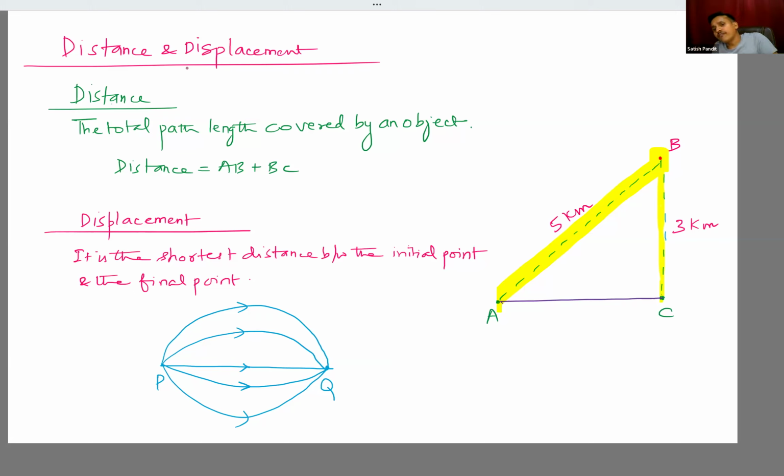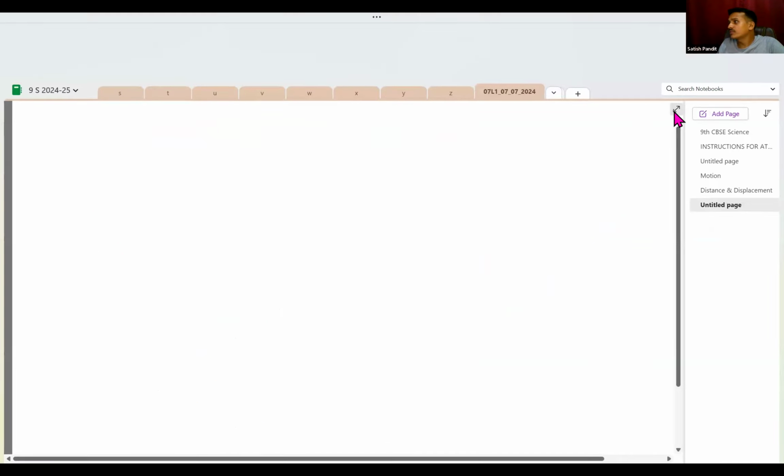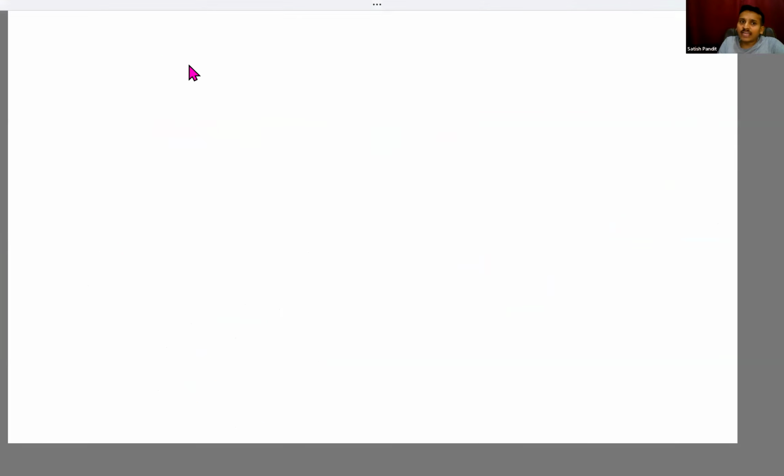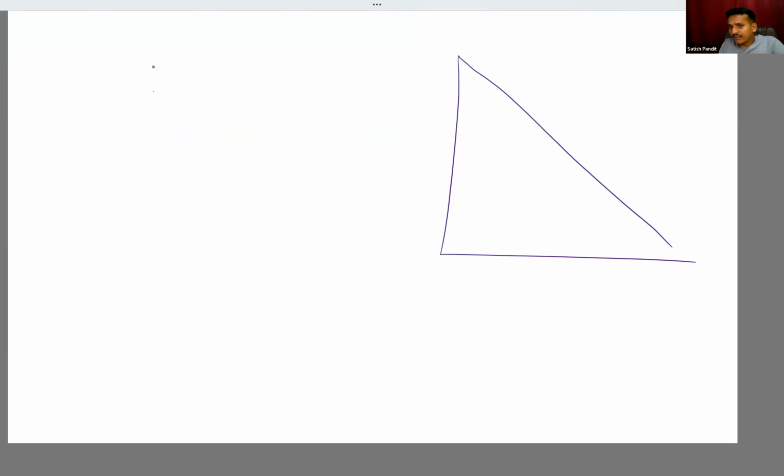Now let's see, how do we find this shortest distance in this particular example? See, whenever we have a right angled triangle, we can apply something called the Pythagoras theorem. Let it be ABC. ABC is a right angled triangle. Let it be right angle at point B.